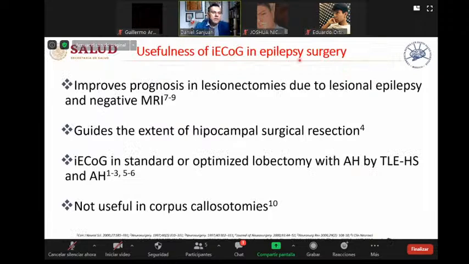So in summary, the usefulness of the intraoperative electrocorticography in epilepsy surgery is to improve the prognostic in lesionectomies secondary to the lesion epilepsy or in patients with negative MRI. It guides the extension of the hippocampal resections because it's different from left to right, and depends also on the presurgical information. And also it is useful in corpus callosotomy.